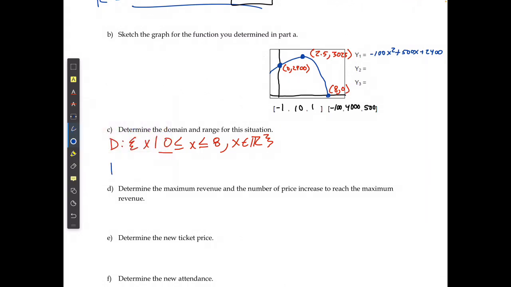My range, in this case, is my revenue, which we've already said is represented by R, where I can make $0 theoretically is less than or equal to R, which is less than or equal to the highest it hits, 3025, where R is an element of all real numbers.